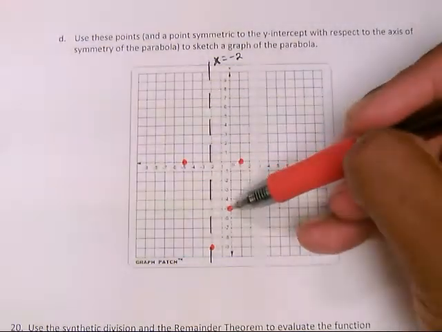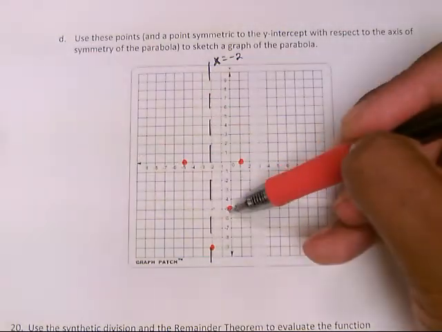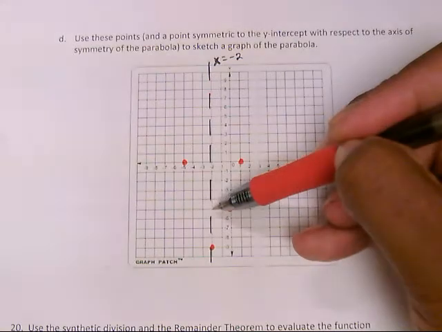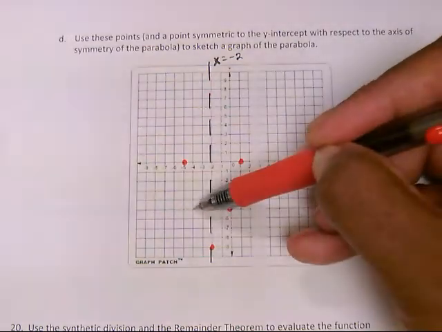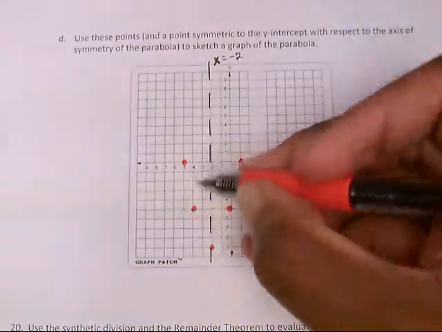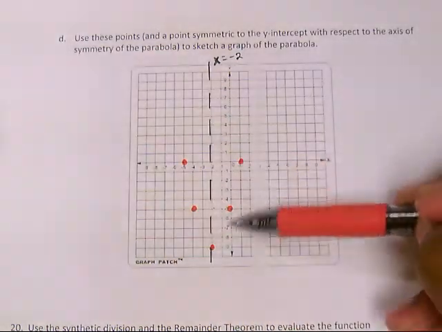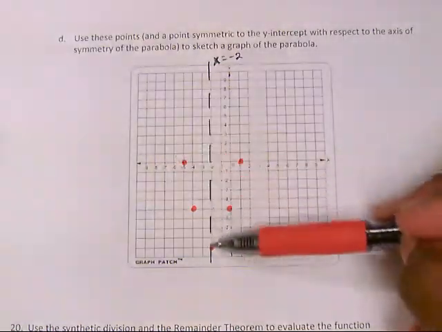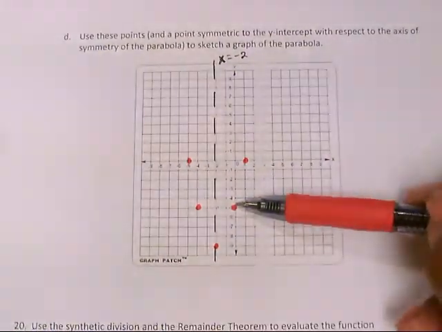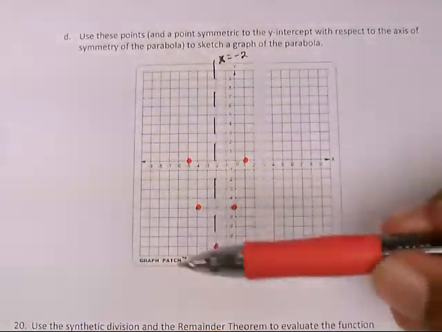Now, compare the distance from this y-intercept to your axis of symmetry. That distance is 2 places to the right. So my other point on the left side will have to be 2 to the left. So I had to land right here. Because the axis of symmetry is where the right side has to be the mirror image of the left side. So if this y-intercept is 2 to the right, this point has to be 2 to the left.